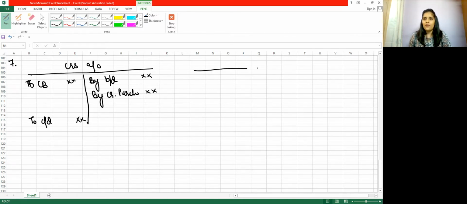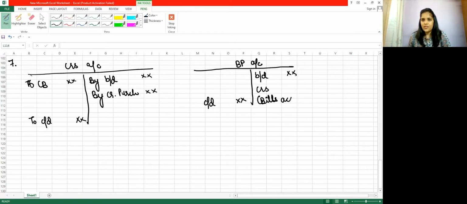Okay, and coming to bills payable account. You will have balance brought down, then you will have balance carried down. Then here, you will have creditors. This is your bills accepted during the year. And then you will have cash bank. Again, the same rules apply. If you are preparing creditors and bills payable, first close bills payable account and then close creditors account.